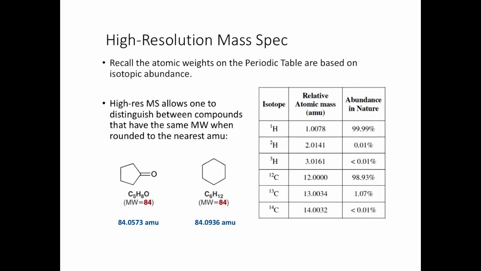So for example, if we look at these two compounds, this is cyclopentanone and this is cyclohexane. If we only are looking at the approximate weight, they would both be 84 AMU. However, they are clearly different compounds. So if we instead used a high-res mass spec, we would get weights out to the 4th decimal place, and based on that, we could discern whether we had cyclopentanone or whether we had cyclohexane.